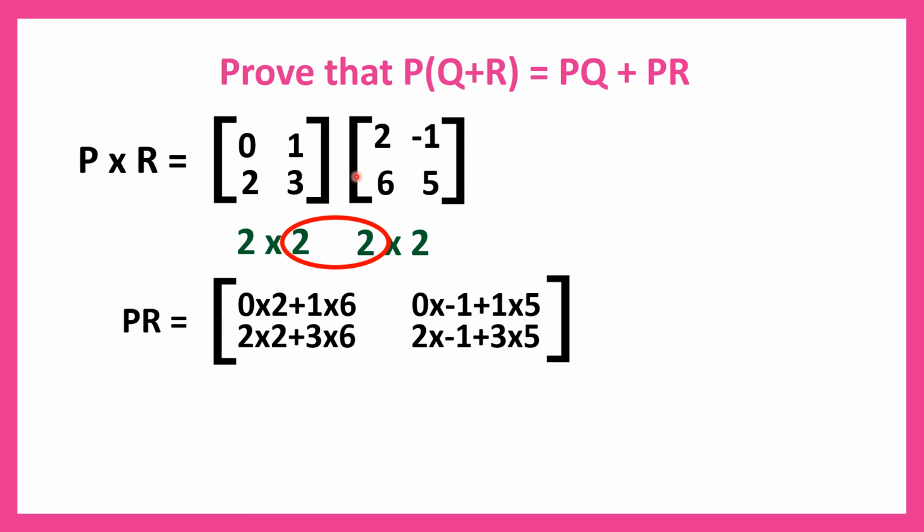Then coming to the second row of the first matrix and first column of the second matrix to get this element, second row of the first matrix and second column of the second matrix to get this element. And then these additions and multiplications can be performed to get the PR matrix. This is the PR matrix, matrix of 6, 5, 22, 13.